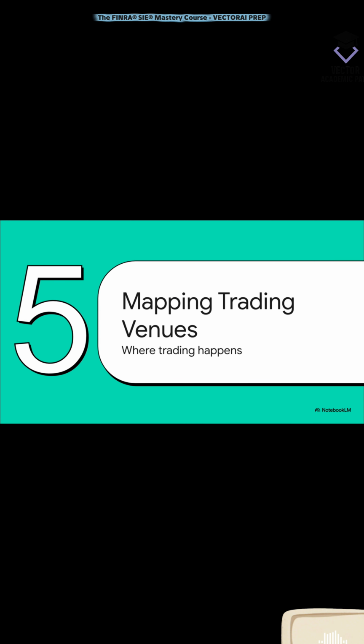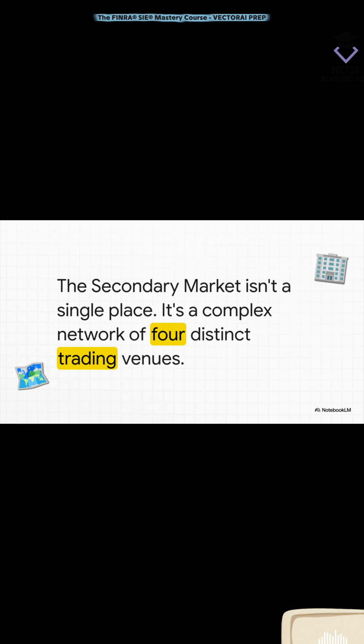Okay, so this brings up the next obvious question, which leads us to our final section: mapping the trading venues. I mean, it's one thing to say investors trade with other investors, but where? Where does all this trading actually happen? Let's lay out the entire map. So the secondary market isn't just one building in New York. It's really a network of 4 distinct types of venues. And once you understand the job of each one, you'll have a complete map of how everything fits together.